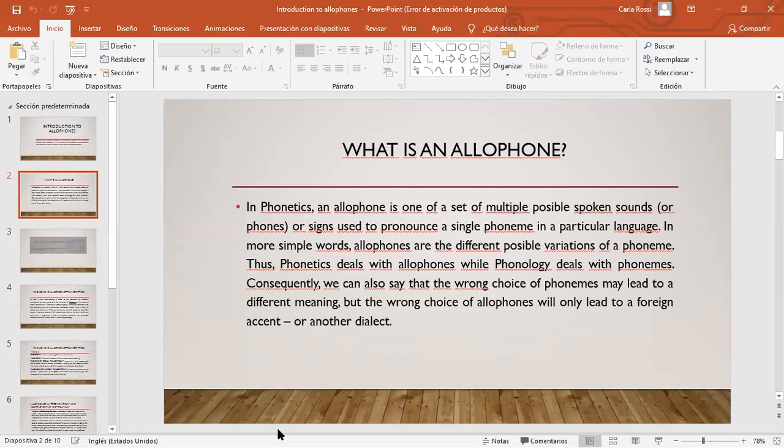So, I repeat, how would you explain through an example this part of the definition that says we can say that the wrong choice of phoneme may lead to different meanings, but the wrong choice of allophones will only lead to a foreign accent or another dialect. What does it mean? Can you think of an example to explain that? Phonemic counterparts. Nobody?